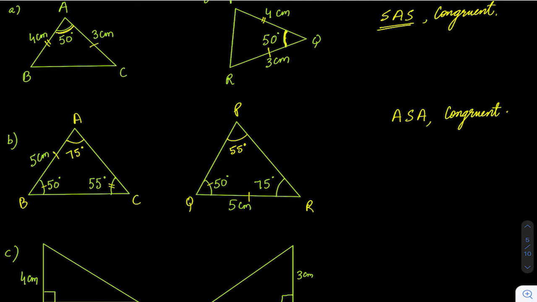I hope everyone understands this. This angle and this side, 5 centimeter. So 50, 75 degree and this side 5 centimeter. So by ASA, these triangles are congruent.